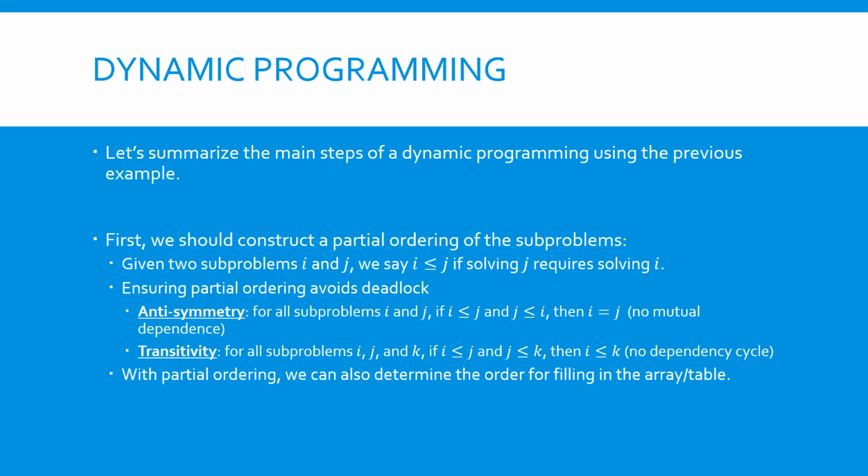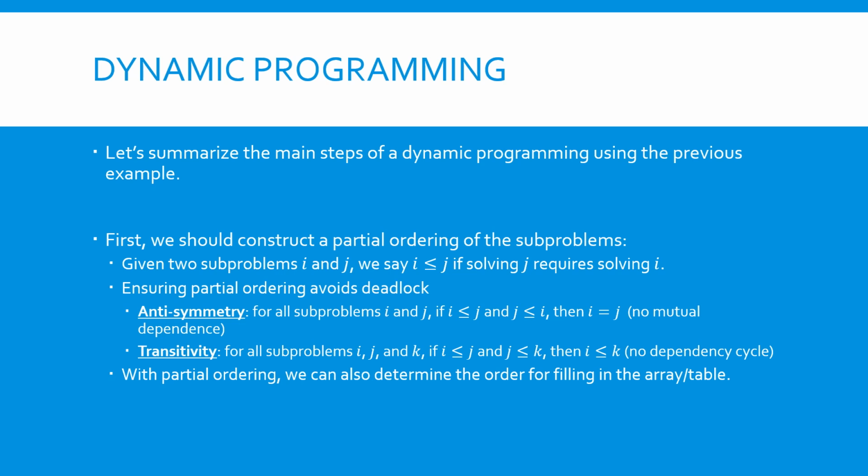Now, we can summarize the main steps of a DP algorithm. First, we need to order the subproblems. This means specifying which subproblems each problem depends on. The dependency relation should be able to be modeled as a directed acyclic graph. Formally, we should partially order the subproblems, ensuring the relation is antisymmetric and transitive.